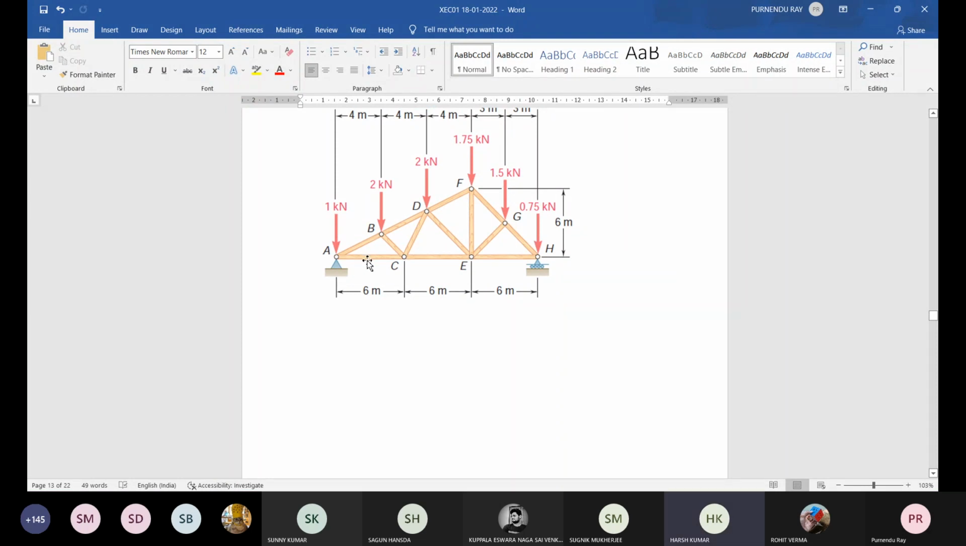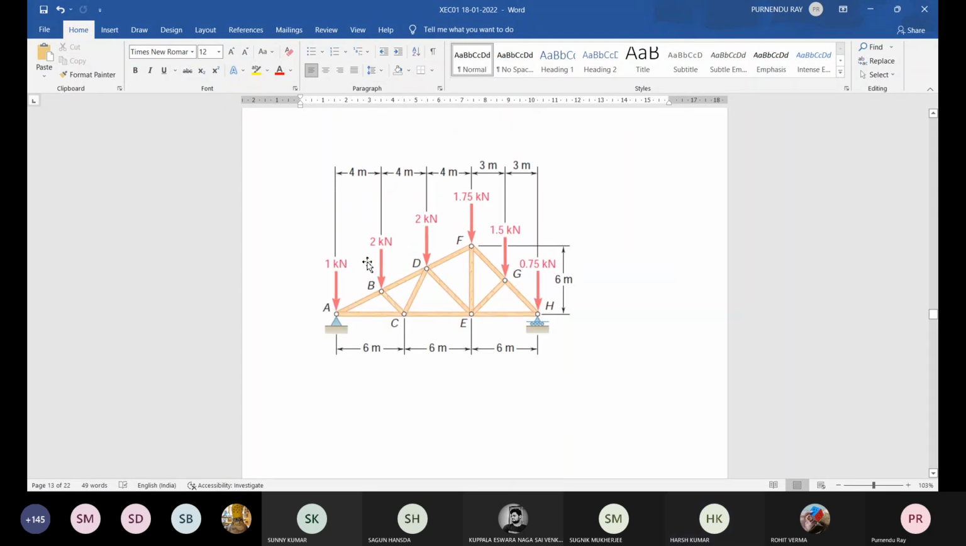Hello? Sir, one doubt is there. Where? Sir, how are you determining the direction of the forces at any joint? Sir, that is a doubt. Along the member only.